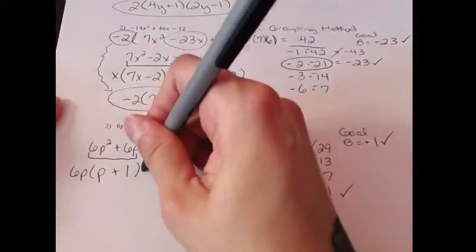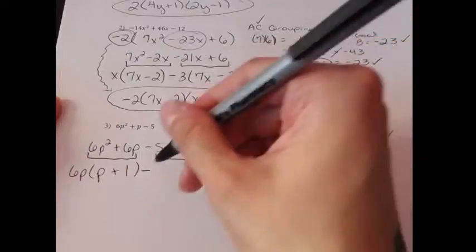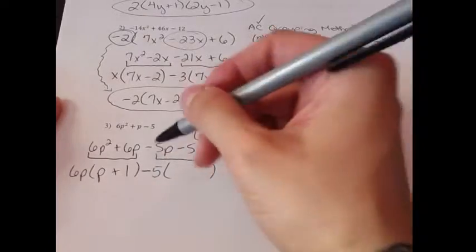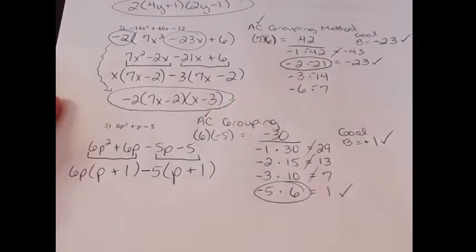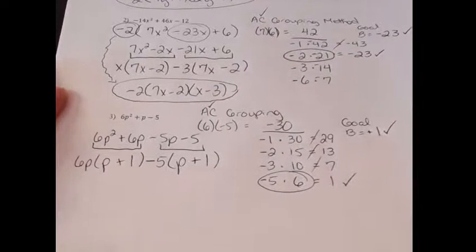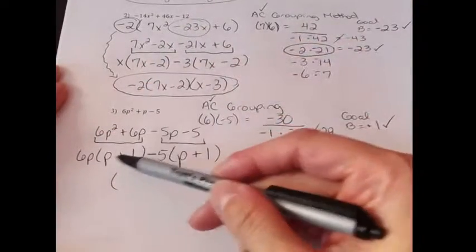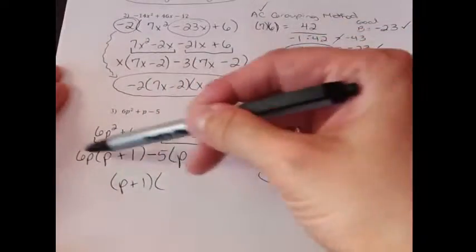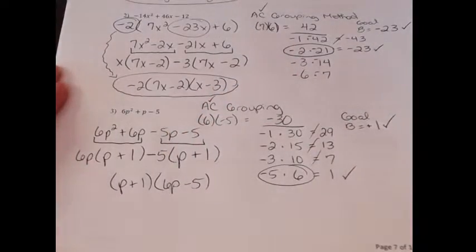Next, I'm going to bring down my negative sign. So we have negative 5p minus 5. I heard 5 repeat itself. So there's my GCF. Negative 5p divided by negative 5 is a positive p. Negative 5 divided by negative 5 is a positive 1. Now that I went from 4 terms to 2 terms, I'm almost done. I need to have my final answer as 1 term. So my factored form, I'm going to factor out my GCF of p plus 1, which leaves me with 6p minus 5. And there is your final answer.